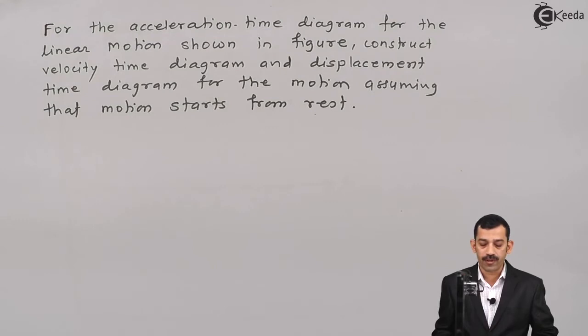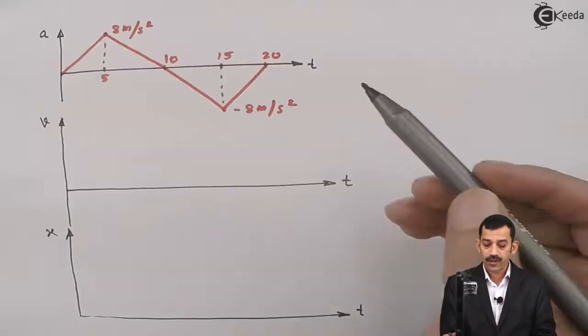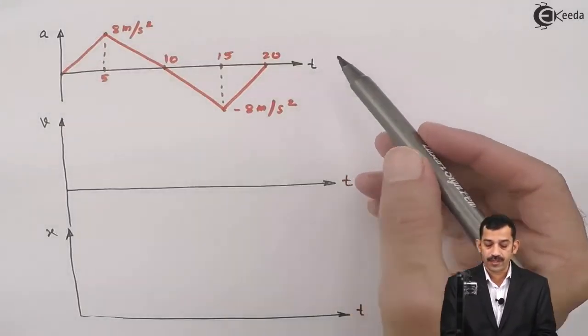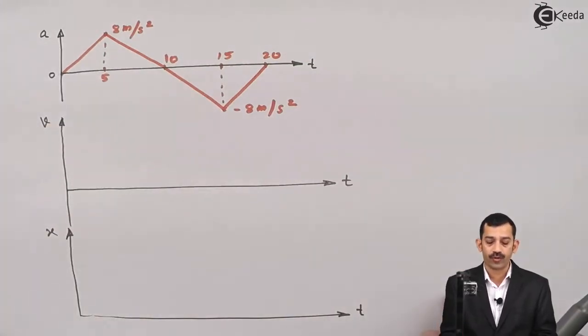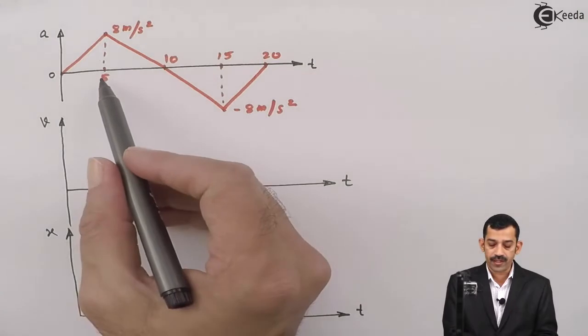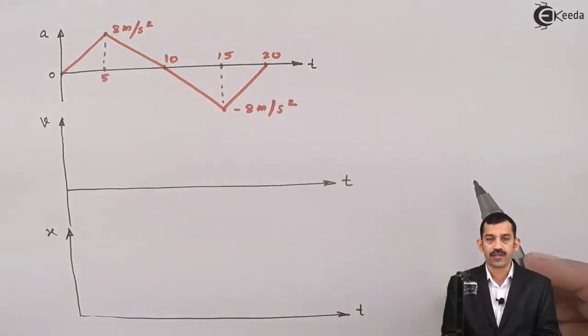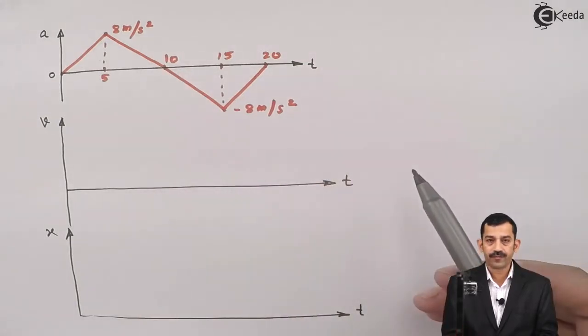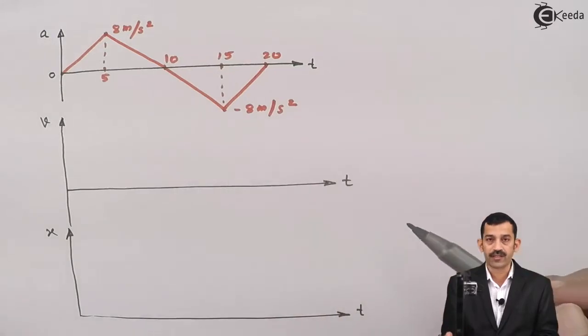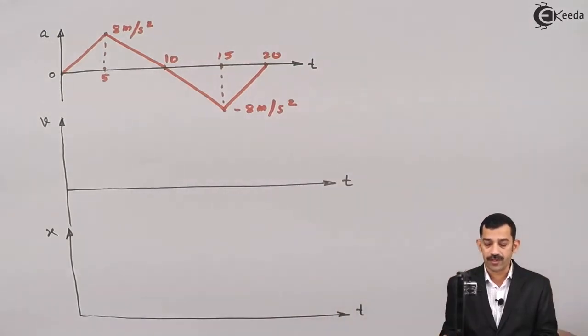Now in this problem, the AT diagram is given. On the x-axis, time is represented. At various time instances, acceleration is known. At t equal to 5 seconds, acceleration is 8 meters per second square. At t equal to 10 seconds, acceleration is 0. At 15 seconds, acceleration is minus 8 meters per second square. And at 20 seconds, acceleration is 0.